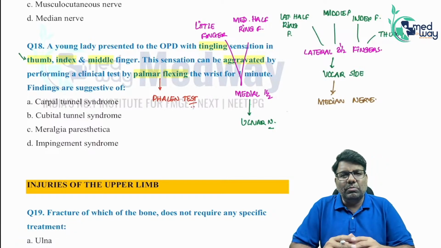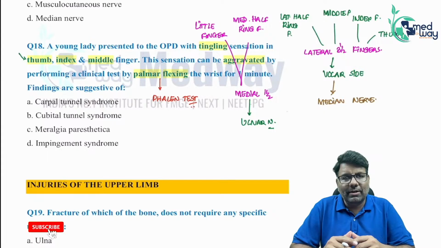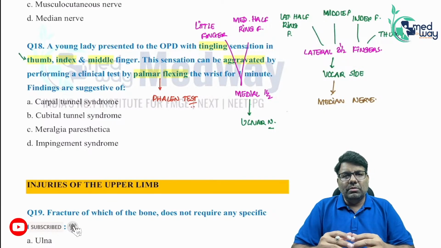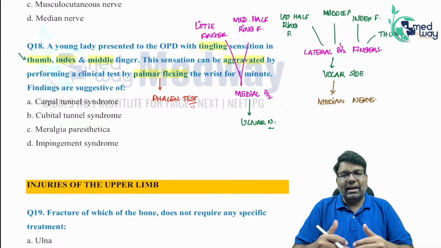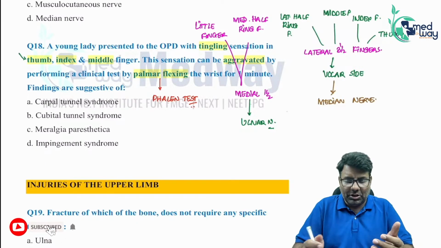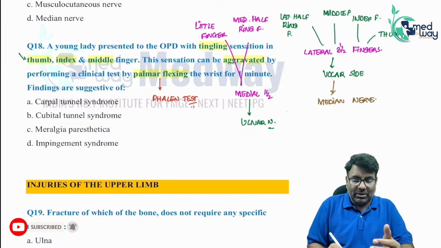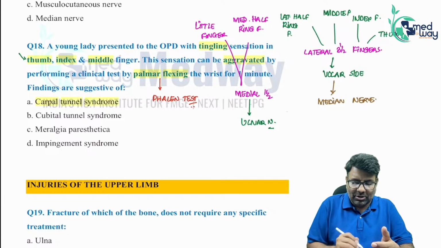The Phelan test: you palmar flex the wrist for around 1 minute, and you try to aggravate, or increase the compression over, the median nerve. If this aggravates the symptom, then we are very sure that this is compression neuropathy of the median nerve, and that entity is known as carpal tunnel.